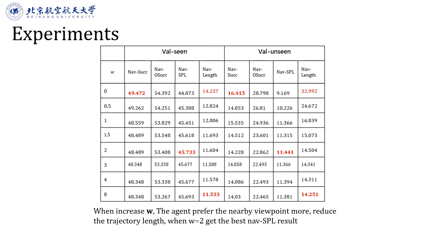Here are some of the experiment results of the backtrack strategy. We can see our strategy is helpful to reduce the navigation length in both seen and unseen environments, and the effect is more significant in the unseen environment. From the third line, when W equals 1, the navigation path is cut in half and the success rate stays at the same level. Thus it makes the RGS metrics increase. With the increase of W, the navigation length is reduced from 32 to 14, and when W equals 2, we get the best RGS result.